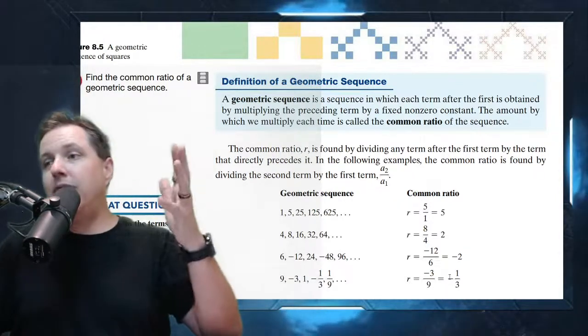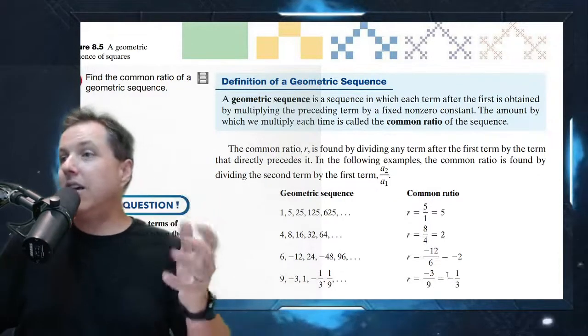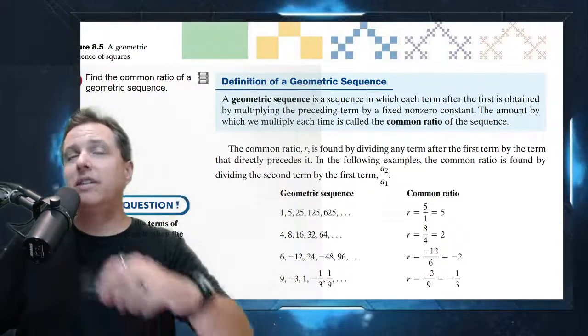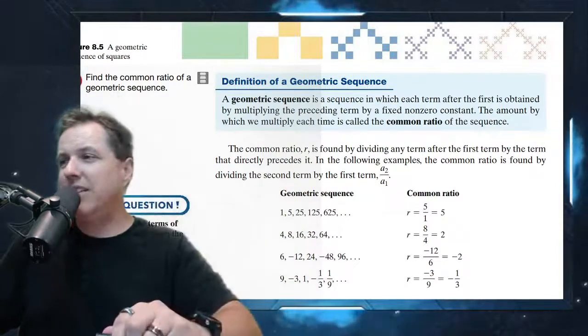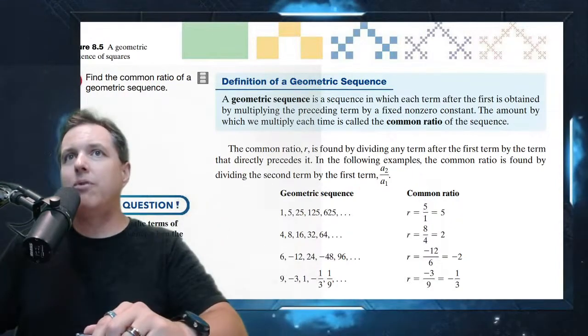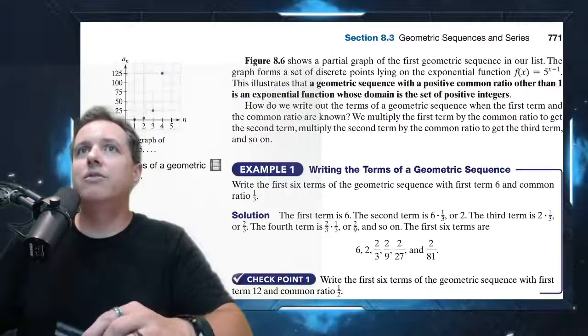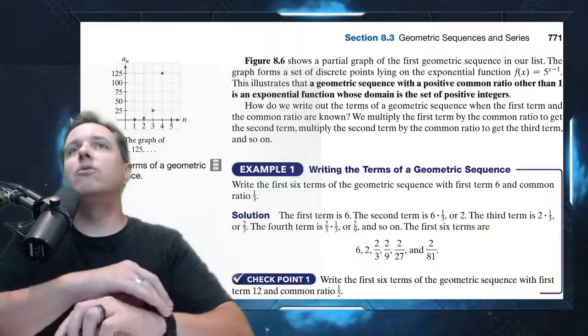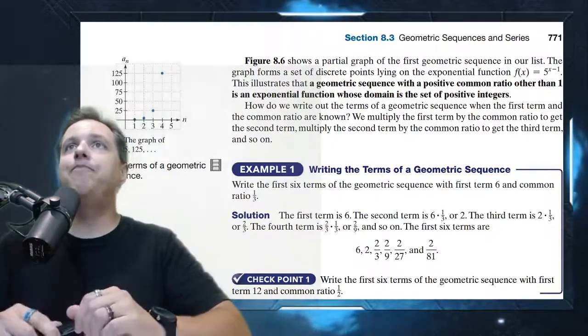So not only can they be fractions, not only can they be negative, they can be negative fractions, but the good news is, once you've wrapped your brain around the definitions of these things, it's not even going to bother you that the common ratio is a negative fraction. It just doesn't really make much difference. So don't psych yourself out about it.